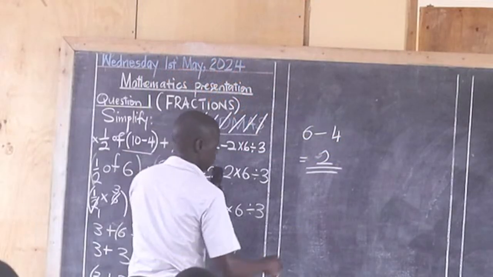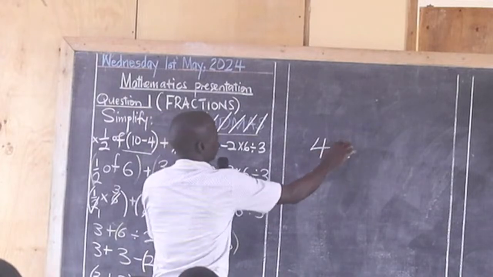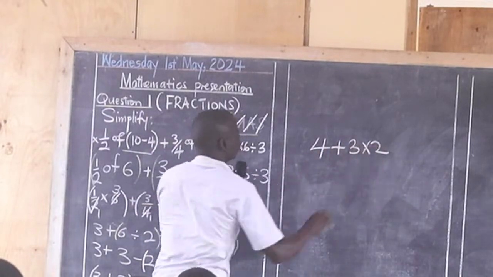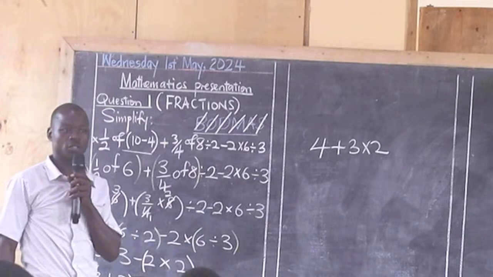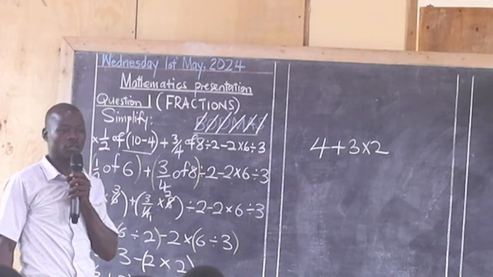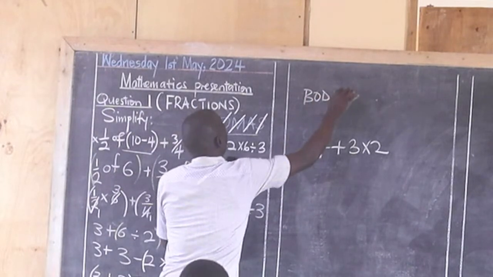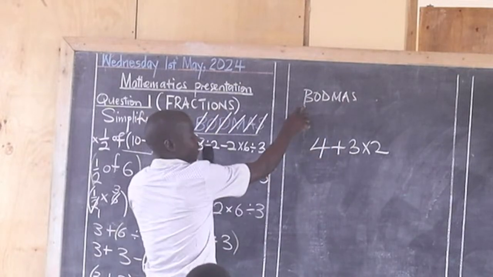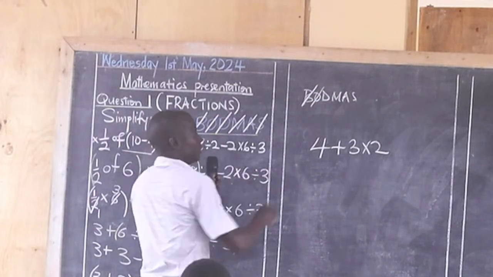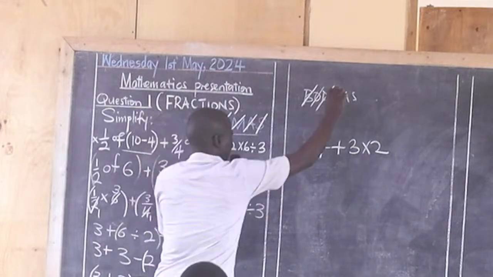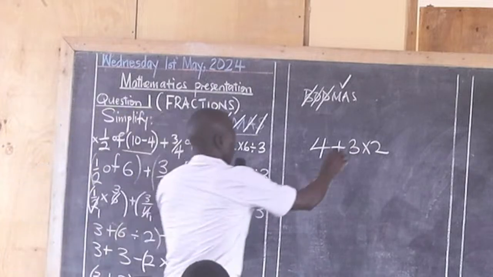For example, let me start with 2 operations: 4 plus 3 times 2. How many operations are there? There are 2 operations. Which are those? Addition and multiplication. So, when we apply BODMAS, do we have brackets? No. Do we have of? No. Do we have division? No. Do we have multiplication? Yes. Which numbers are multiplied? It is 3 and 2.